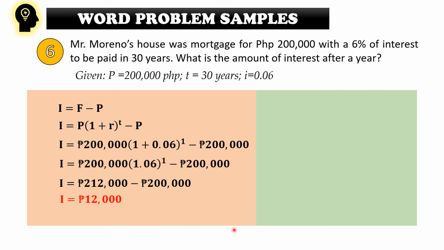Then if we are going to use the simple interest formula, I is equal to PRT, since the problem is looking for the interest after a year, by plugging in the values, 200,000 as the principal amount, 0.06 as the rate, and 1 as the time, by multiplication we can also derive 12,000 pesos as the interest after a year. Same lang tong dalawa kapag 1 year lang siya.